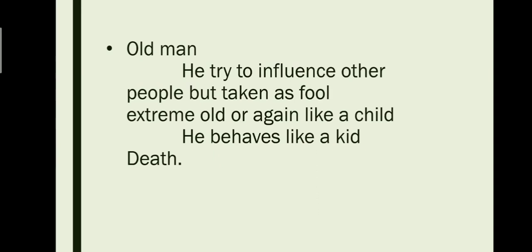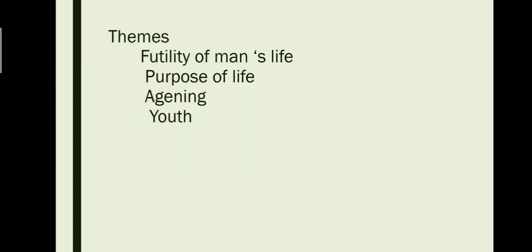The sixth stage of man's life is the old man. He tries to influence others, but sometimes he is taken as a fool. The final stage of man's life is extreme old age, or again like a child. He behaves like a kid, and then meets his doom, or he dies.